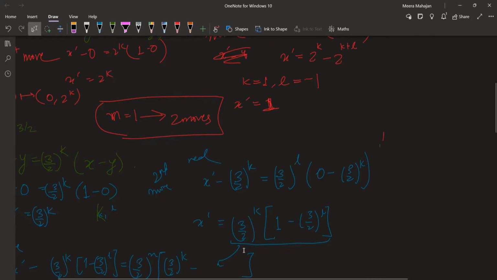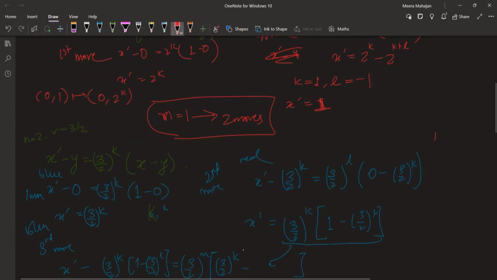So let's just take k. We're going back to n equals 2, r equals 2. We take k equals 1, and let us just take l is minus 1, and initially you are at 0 comma 1, then you go to 0 comma 3 over 2, then you will go to minus 1 to 1 minus 2 over 3, 1 over 3, you get to 1 over 2 comma 3 over 2.